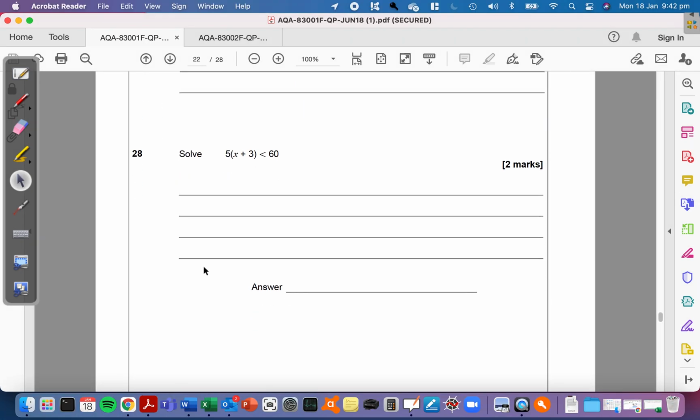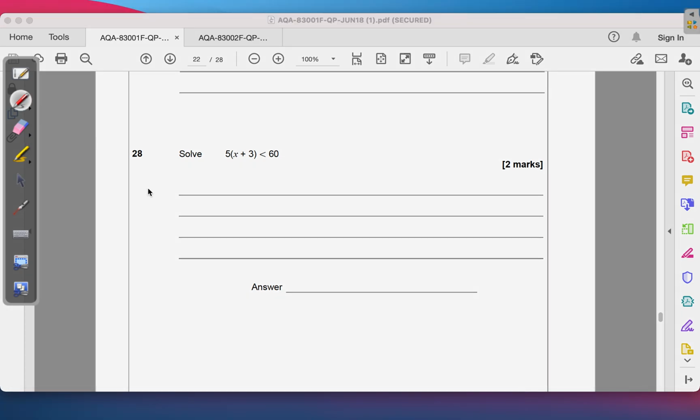Okay, next question. 5 times x plus 3 is less than 60. Now the way that you do this is you first expand the brackets. So we do 5 times x, which is 5x, and then we do 5 times positive 3, which is plus 15. And then we keep this the same. It's less than 60.